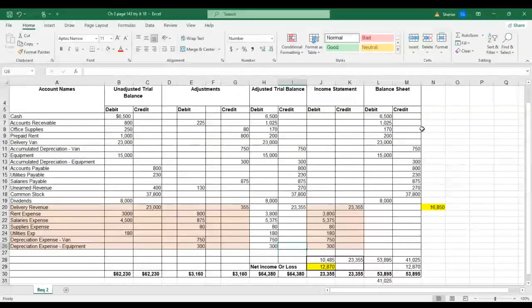So the next step is to bring everything over to the proper statements. So we're going to bring over our balance sheet accounts. I just did a control equals a formula, but you can do this however you want. You can copy and paste. So if we did that, we would just copy all the way down and then paste this over. And then copy all of your income statement accounts and paste them over. And so looking at our income statement, we have our revenue of $23,355.